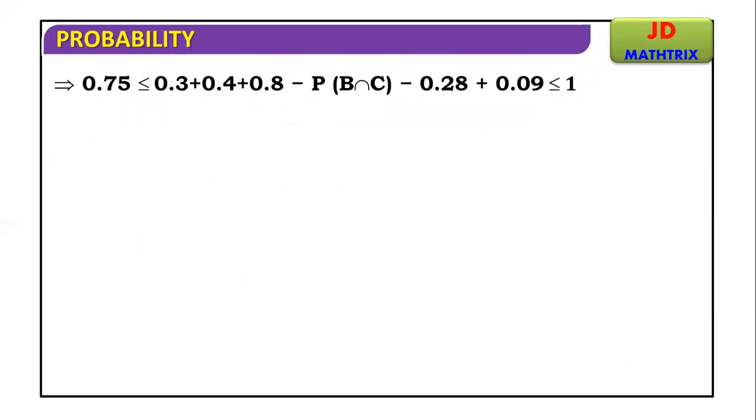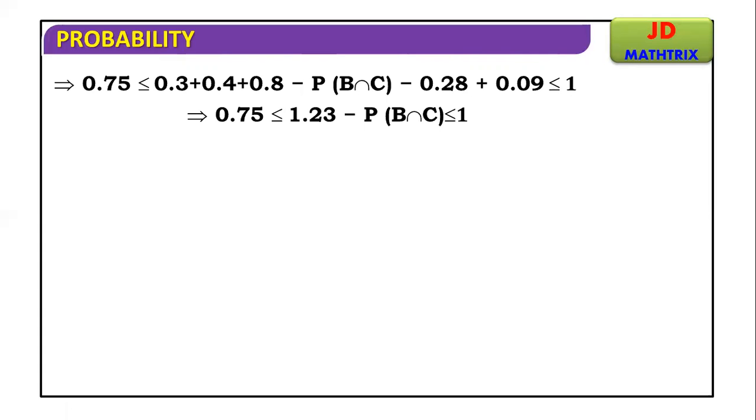Now simplify it. 0.3, 0.4, 0.8. So this is 1.5 and plus 0.09, there is 1.59. 1.59 minus 0.28, we get 1.23. Minus P of B intersection C, write as it is. And 0.75 and 1 also write as it is.